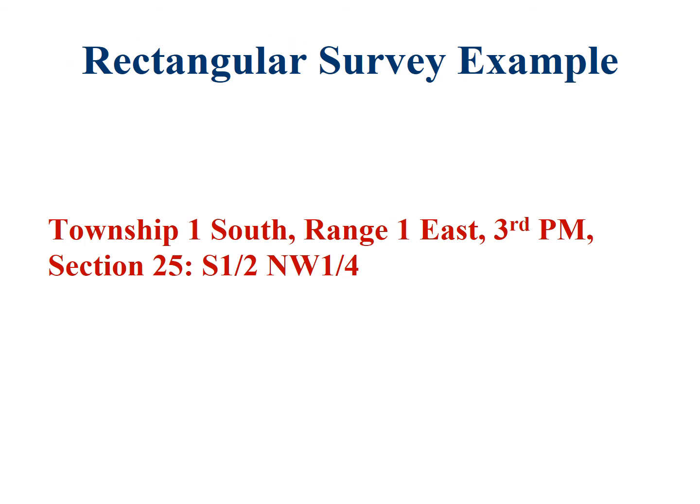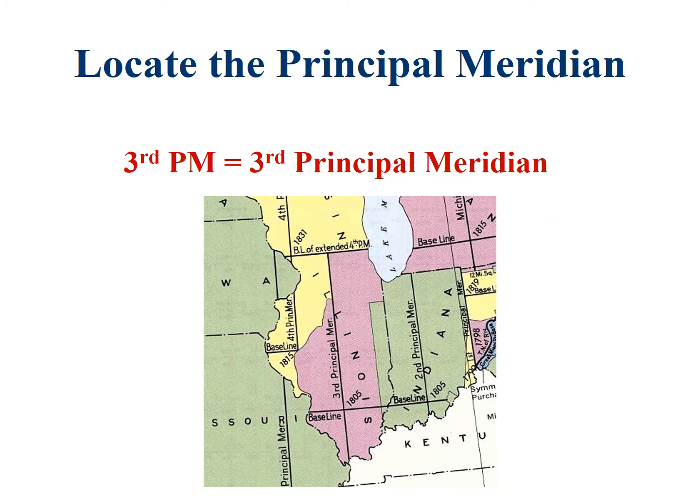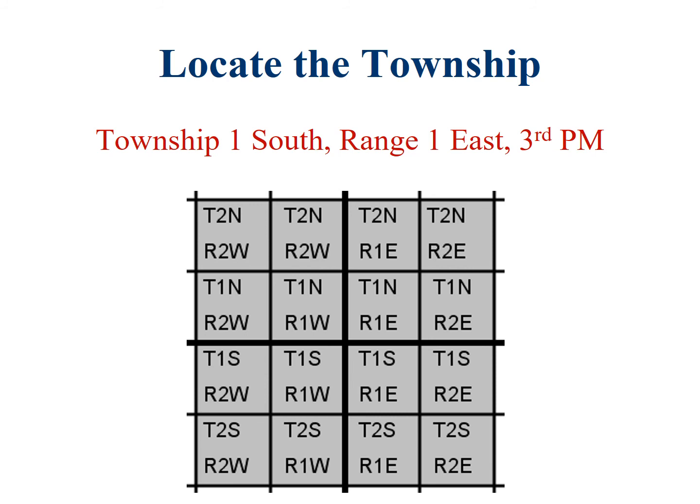Let's look at this rectangular survey example. Township 1 South, Range 1 East, 3rd PM, Section 25, south half of the northwest quarter. The 3rd PM is the 3rd principal meridian. Knowing that, can you look at this map and determine in what state this property is located? Can you find Township 1 South, Range 1 East?